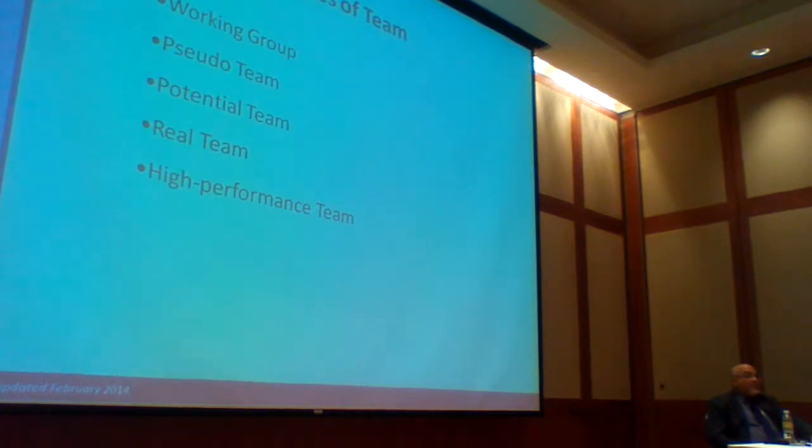There are different types of teams, or things which look like teams. We have the working group. This is not really a team; it's just people working together. There's the pseudo team, which looks like a team but is not a team. The potential team is a team with potential, but they're not yet getting the real outcome of a good team. And then you have the real team and the high performance team. So if you have a flat organization or you're restructuring, you need to target real teams and high performance teams.